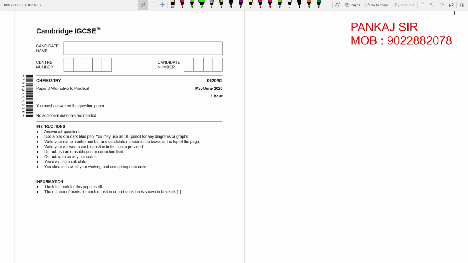In today's session we are going to deal with chemistry, IGCSE chemistry, and you can see on the screen we are going to solve this paper in chemistry. This is paper 6, which is alternative to practical, and the paper code is 0620 and the paper number is 62. Okay, paper 6 version 2, and this is the May-June 2020 paper. The duration for this paper is 1 hour. The marks allotted for this paper is 40. So let us get started with this paper.